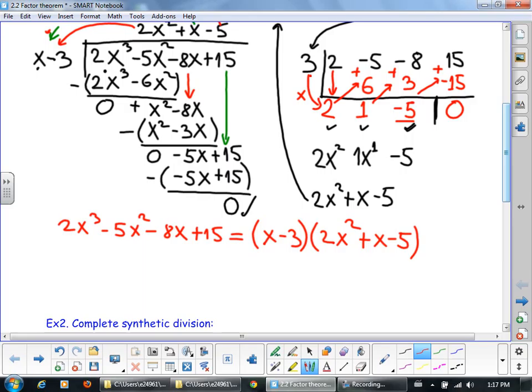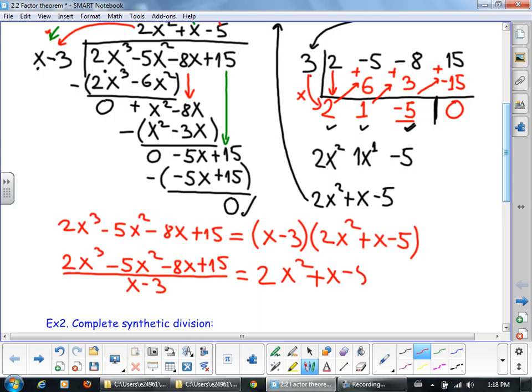Now another way we can write this in our division statement is 2x to the power of 3 minus 5x squared minus 8x plus 15 over x minus 3 is 2x squared plus x minus 5. Both are valid. We're going to use the first one mainly because we're going to be factoring polynomials in the future for the purpose of graphing. So that one's going to be more practical, but you do need to know the second one as well. So that is pretty much the process of synthetic division.